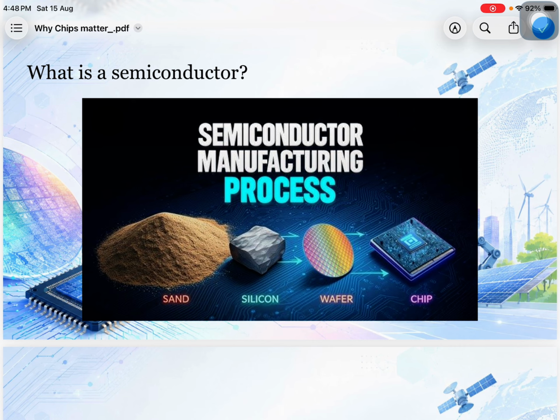As you can see on your screen, there is a very good graphic which is depicting sand. From sand we are getting silicon. This is actually called silicon ingot, INGOT, silicon ingot. And from silicon ingot we are getting a wafer, and from wafers we are getting an entire chip, which is actually very small in size.